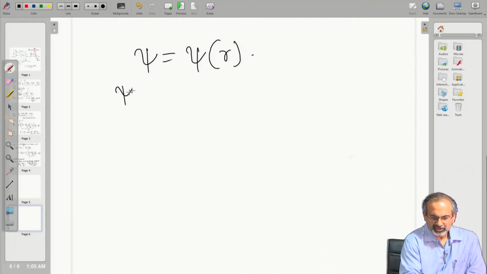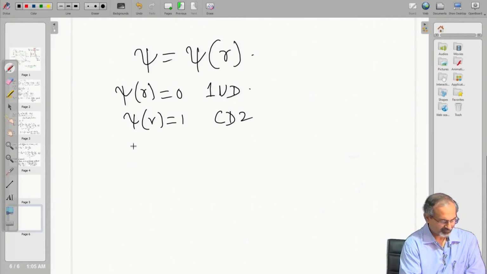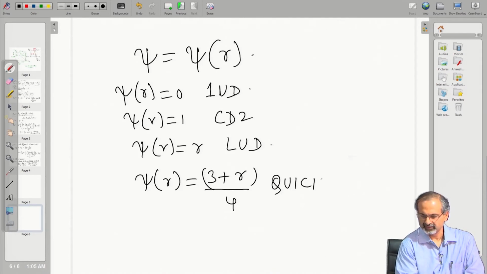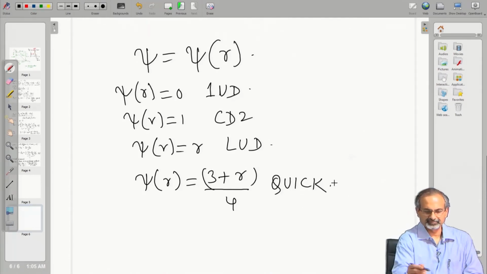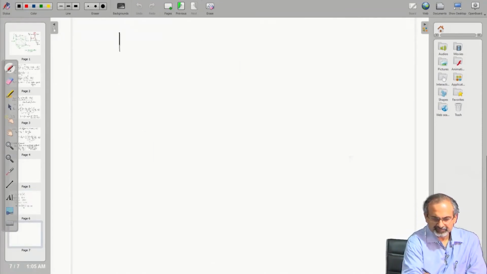Now, psi r is 0 for upwind difference, first order upwind difference, let us put it as first order UD. Psi r is equal to 1 for CD 2, psi r is equal to r for the LUD scheme, psi r is equal to 3 plus r the whole by 4 for quick. This you can check for yourself. Now, can there be a diagrammatic representation of the information here? Yes, of course.